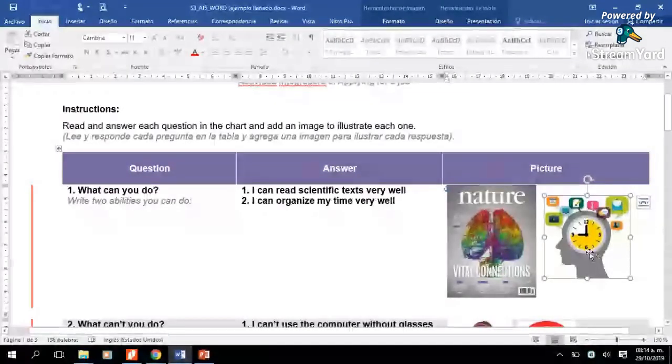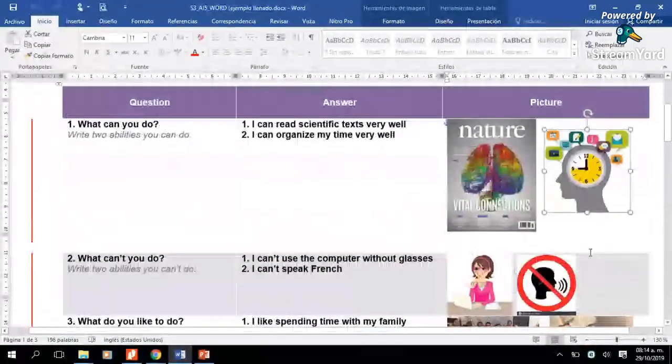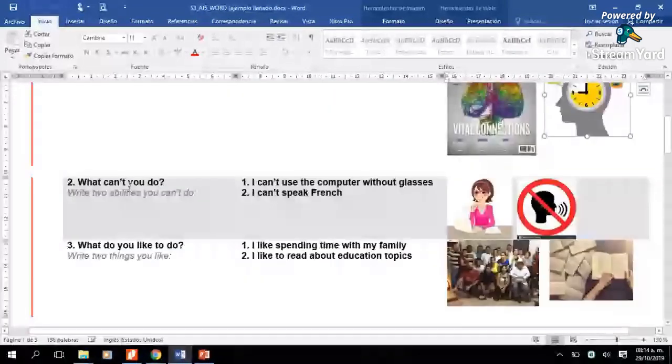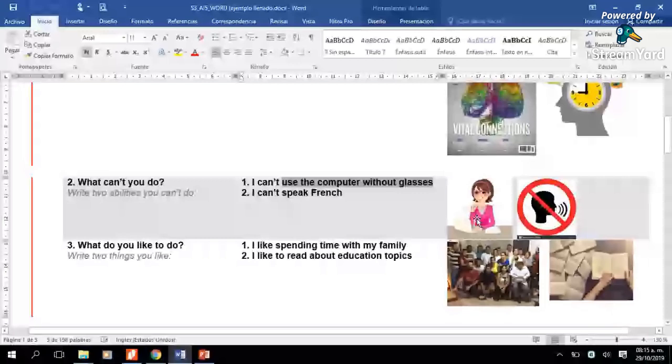Okay. Also, what can't you do? I can't use the computer without glasses. I can't speak French. Here is a woman with glasses, and here is a person, and it refers to the fact that I can't speak French.